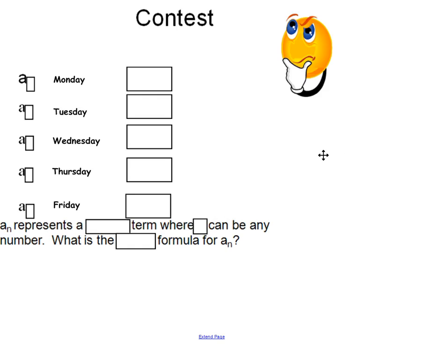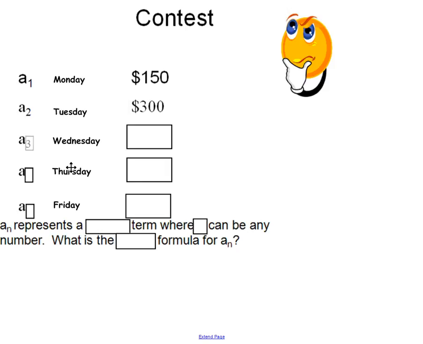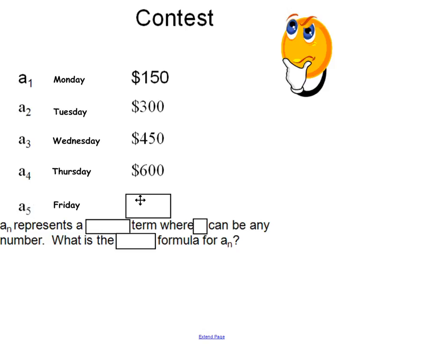So let's go back and examine our contest. Monday was my first day, so my a sub 1, or my first term, was 150. Tuesday was my second day, and it was valued at $300. Wednesday was my third day. It was valued at $450. My Thursday is my fourth day. It was valued at $600. And Friday was my fifth day, which was valued at $750.